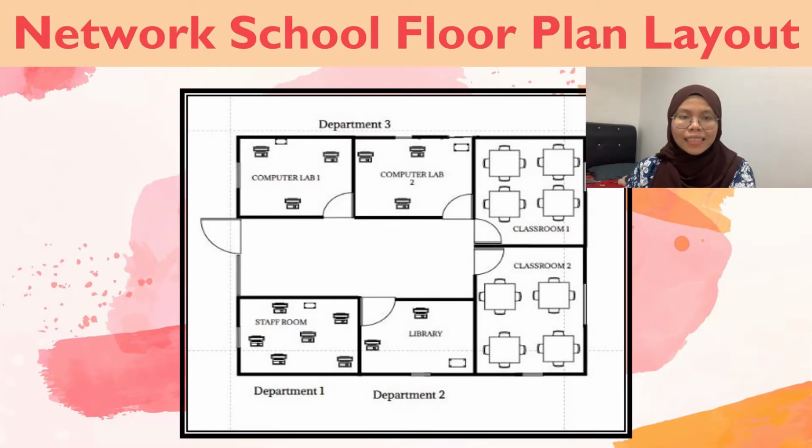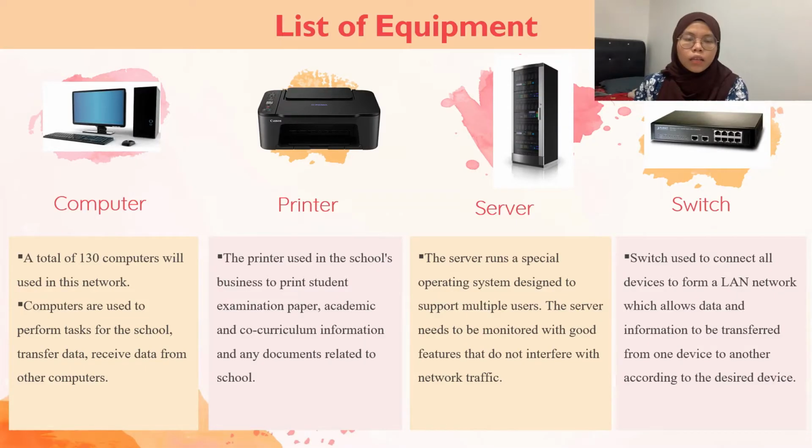This is the network school floor plan layout. The first one is computer. A total of 130 computers will be used in this network. A computer is used to perform tasks for the school, transfer data, and also receive data from other computers. Next, printer. The printer is used in the school to print student examination papers, academic and co-curriculum information.